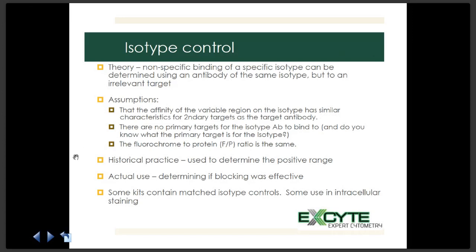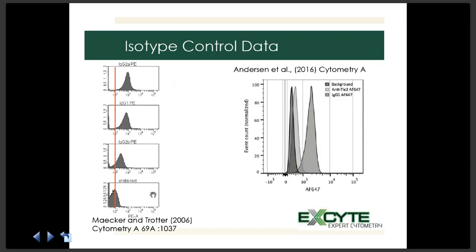So as I said, the historical practice was this was used to determine positivity. The actual use is basically only to determine if your blocking was efficient and effective. Now, while some kits contain matched isotype controls, there may be some value in them in intracellular staining, but especially on surface staining, you should avoid them. Don't spend the money; use the appropriate controls to set positivity.